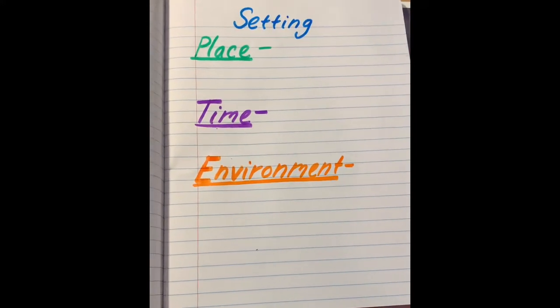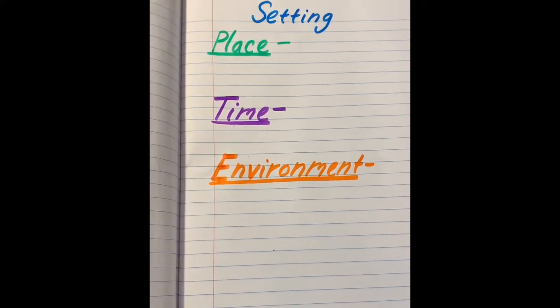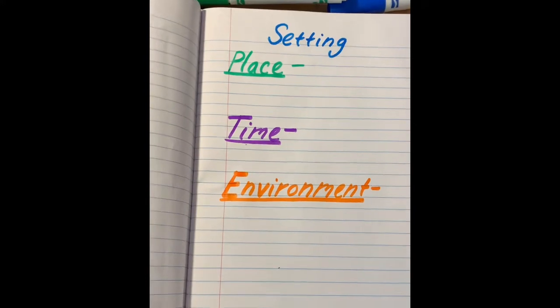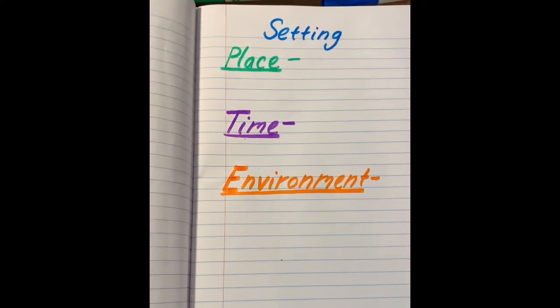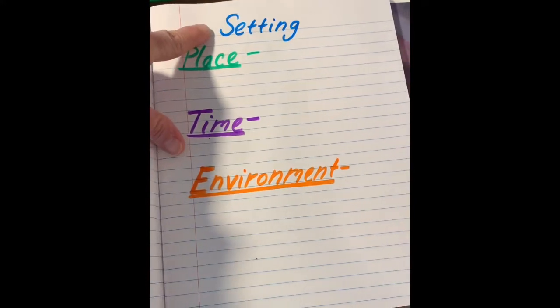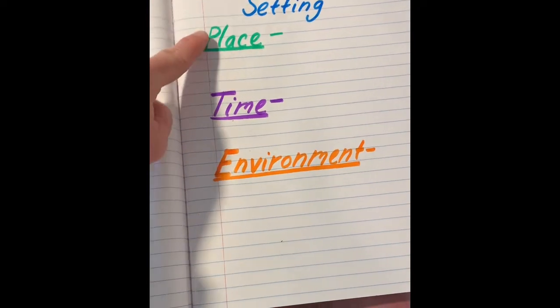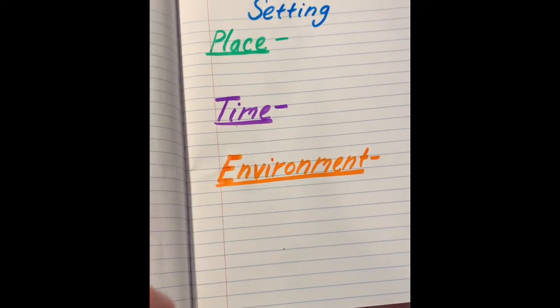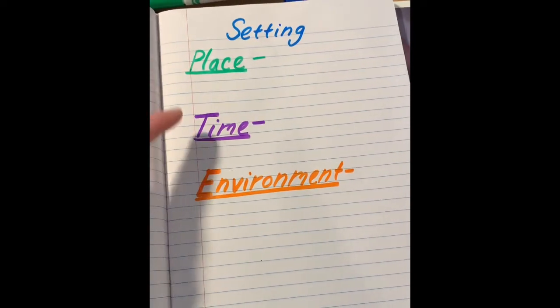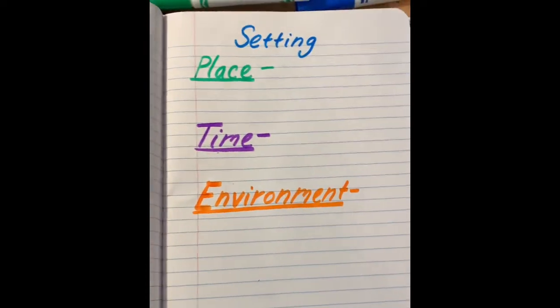To begin writing, I took out my reading, writing, composition book and opened it up to the next available page. I then put a heading, and my heading is setting. I then put my 3 categories that I'd like to write about, and that's the place, the time, and the environment.